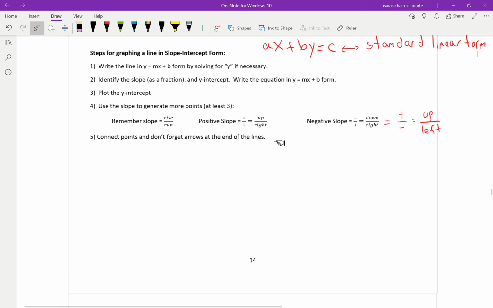So this is just kind of a little algorithm on how to draw a graph of a line given any linear equation. Let's put it to use.